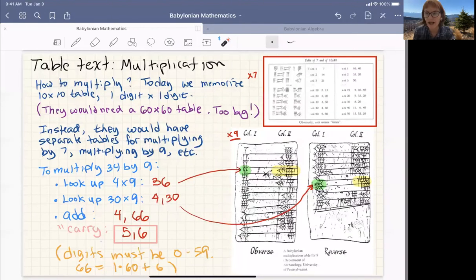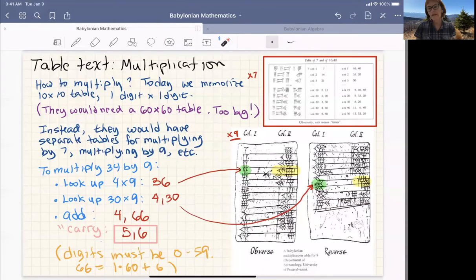All of the possible values. So that table is way too big. That 60 by 60 times table that you would need to perform more complicated multiplications, that's way too big. As a result, they made times tables for individual numbers.